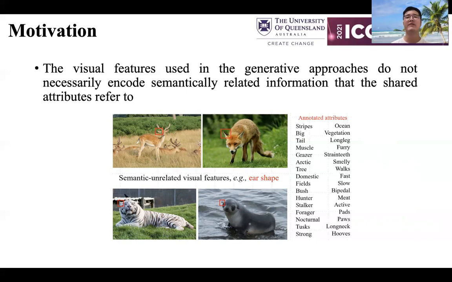From this case, we believe that zero-shot learning will benefit from using the visual features that can consistently align with respective semantic attributes. We define this type of visual features as the semantic-consistent features, which are agnostic to both seen and unseen classes. In contrast, those visual features that are irrelevant to manually annotated attributes are defined as semantic-unrelated.